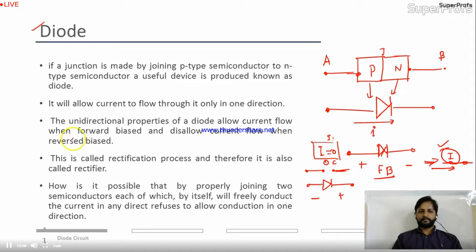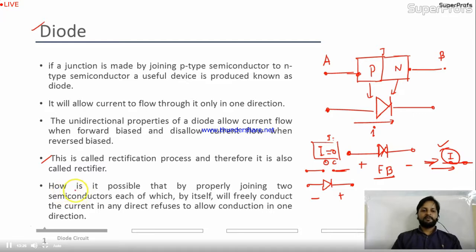Is it okay? So the unidirectional property of the diode allows current flow when forward bias and disallows current flow when reverse bias. I hope it's clear to you. So this is called the rectification process, and therefore the diode is also called the rectifier. Later we'll know about the applications of the diode, in which we'll see the rectifications, half wave, full wave and all. So this point will be clear there.